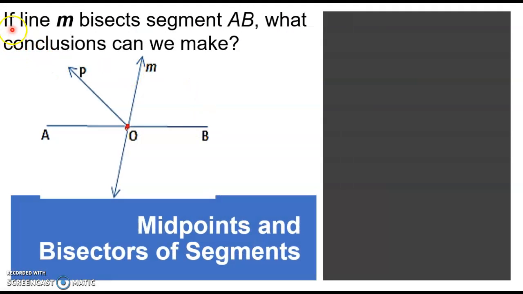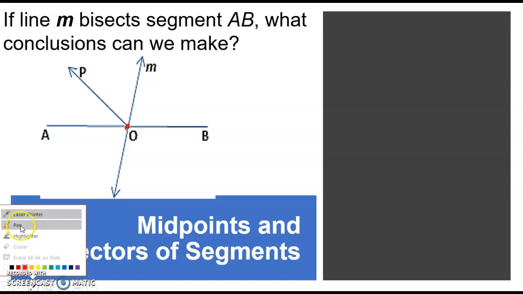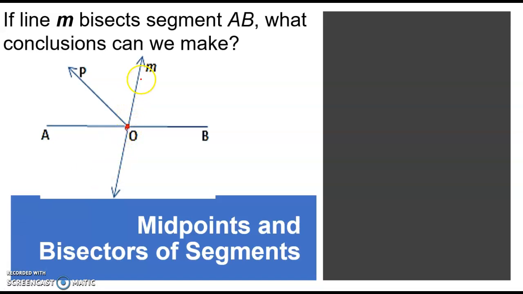So look here. If line M bisects segment AB, this is segment AB, so line M bisects it. If it bisects it, it means O is the midpoint of AB. And also ray OP bisects segment AB as well. So anything that passes through this point bisects that segment. So the bisector can be a point, a line, or a ray.